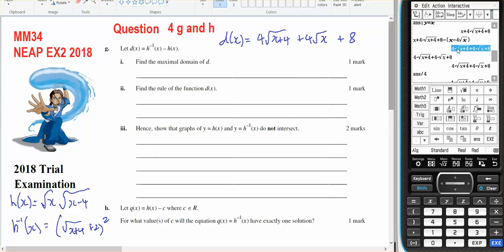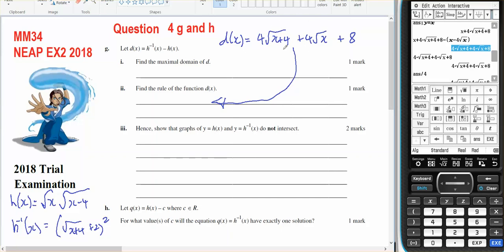On my calculator, I've got D minus H. Here's my D, there's my H. So therefore that is my expression for D. So that's my answer for part 2. Find the maximal domain for D.